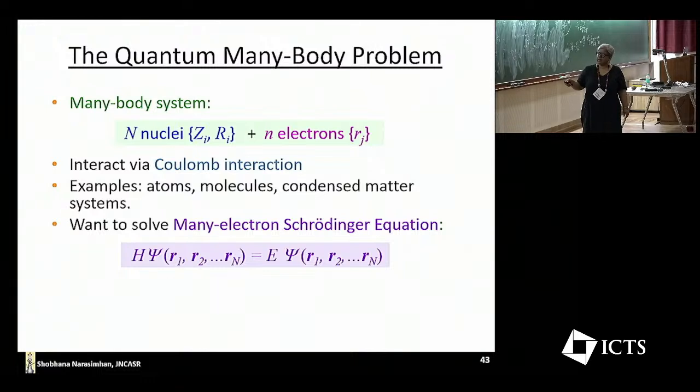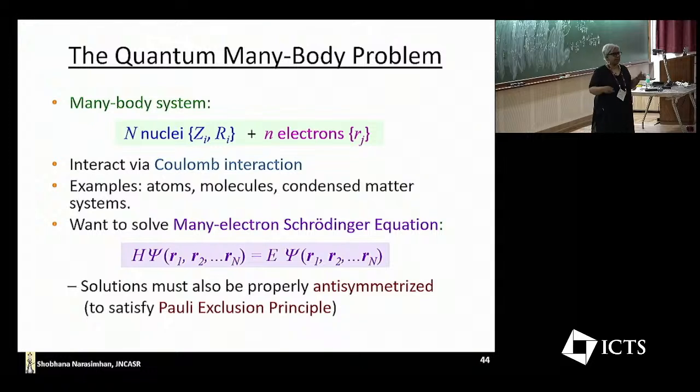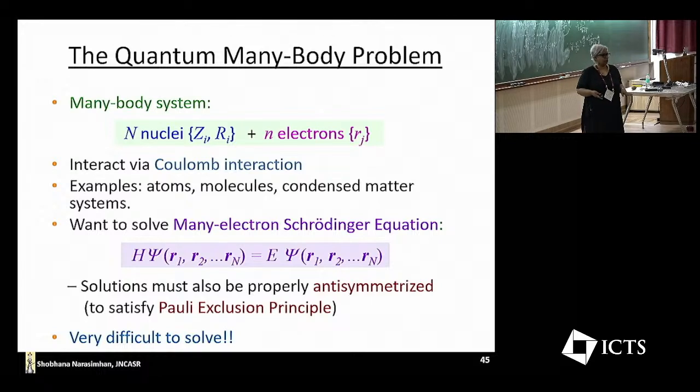It says this is the Hamiltonian, this is the many particle Schrödinger equation, this is the energy, and there's this other thing that I'm going to skip, that the solutions must be anti-symmetrized to satisfy the Pauli exclusion principle. The point is, it's very easy to write down this equation. It's very difficult to solve. So let me try to explain to you why.